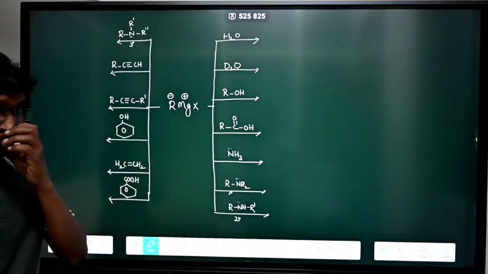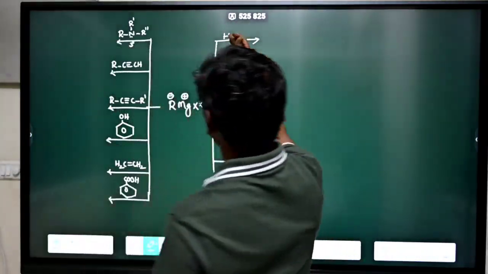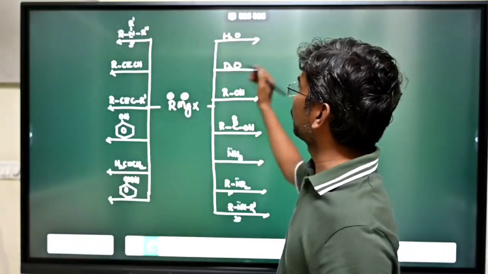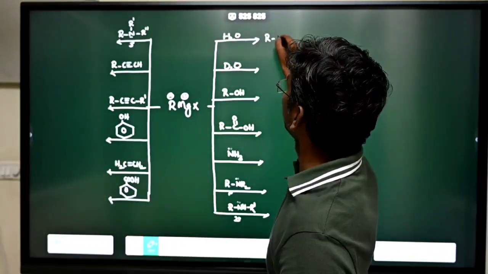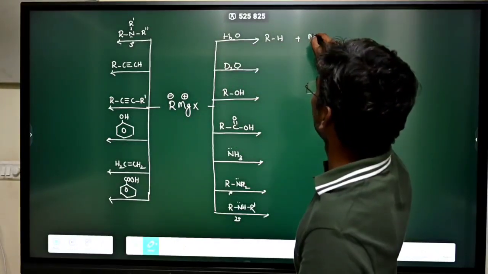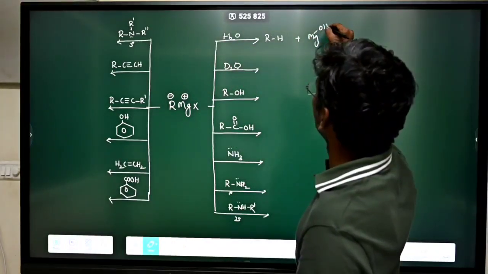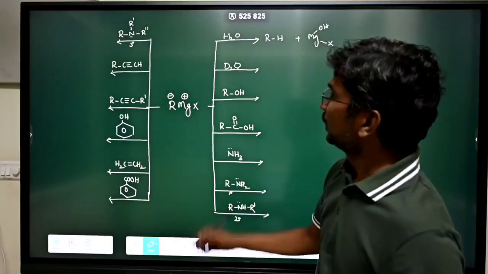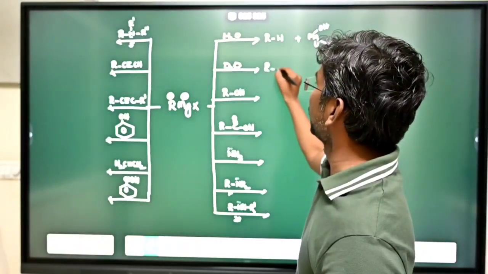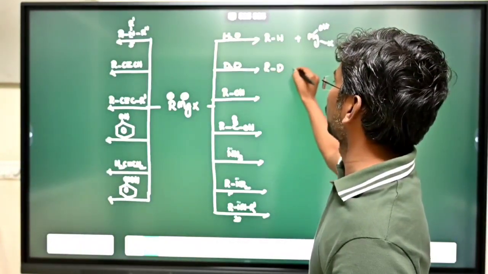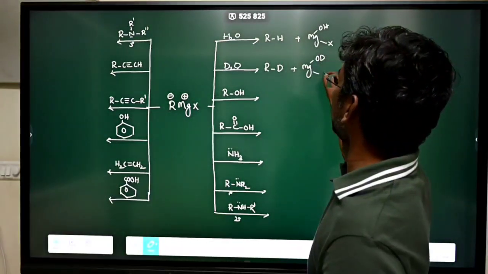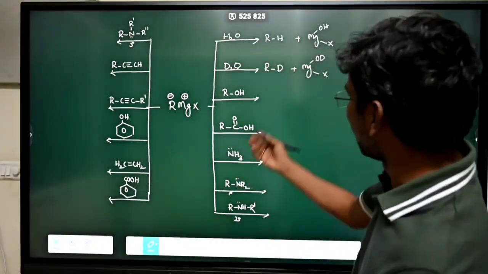Then, generally, Grignard reagent on treating with H2O. H2O decomposes into H plus and OH minus. H plus can react with R minus, RH will be formed. Mg plus can associate with whom? OH minus. Mg OH X. D2O gives D plus and OD minus. Same as H2O, in the place of hydrogen, deuterium we have to write, RD. Mg OD X, halogen.